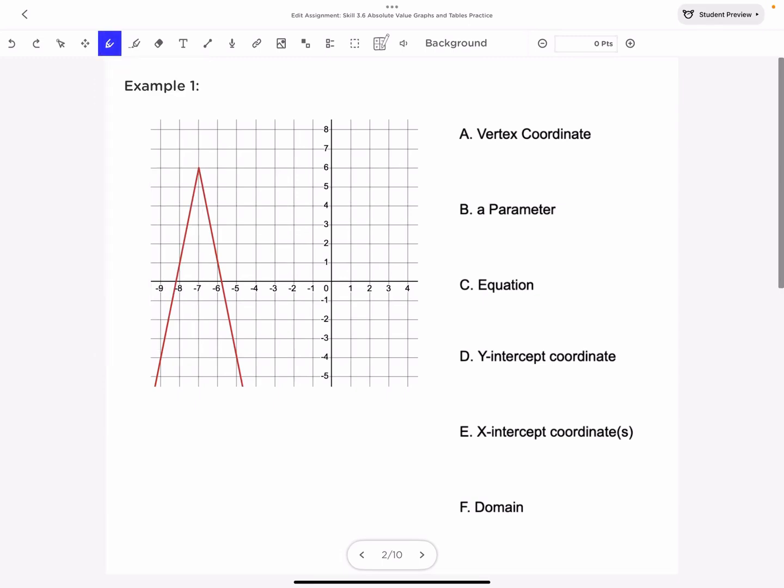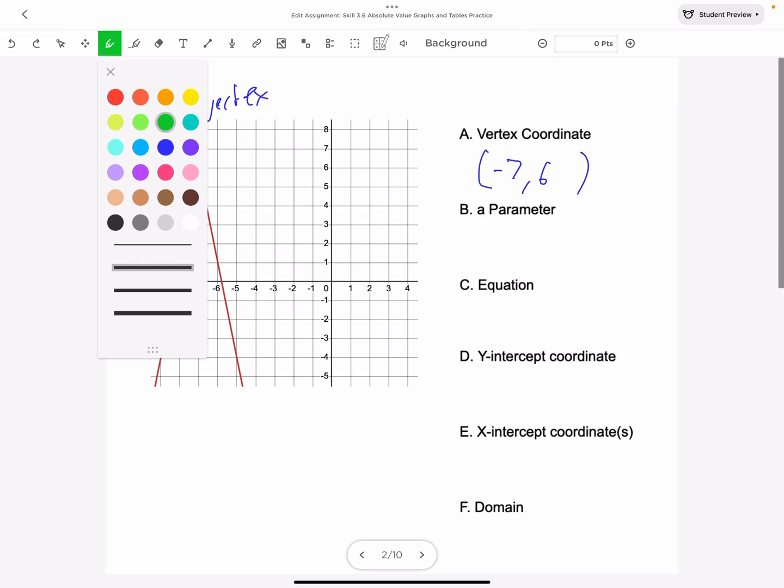Okay, so for example 1, we're looking at this graph, and I want to find the following information. First, the vertex coordinate. I can easily see right here, there's my vertex. So this is my vertex, and that coordinate is (-7, 6).